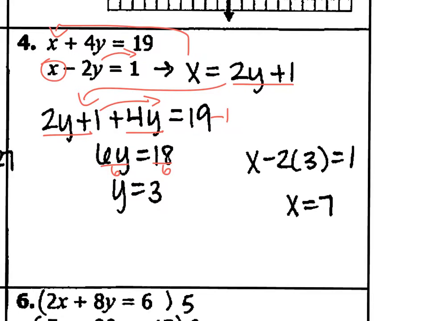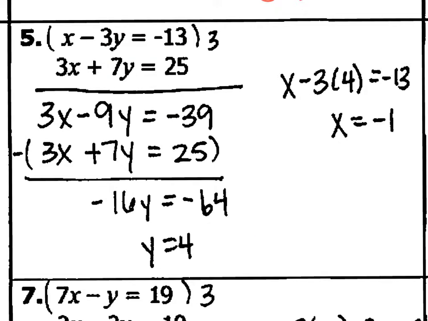Then, plugging it back into the x minus, so x and then minus 2 times 3, so they plugged in the 3 here, so they get x minus 6 equals 1. Well, when they add the 6 to the other side, they get 7, so your solution is 7, 3.